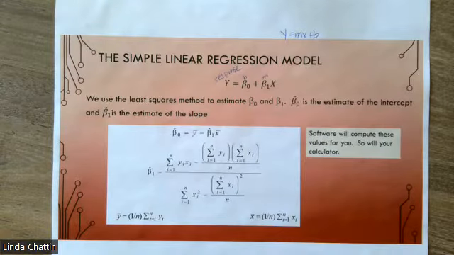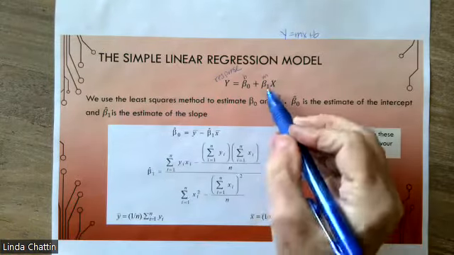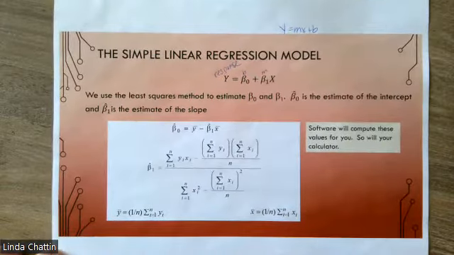We'll be using the least squares method, which you probably have heard of or maybe even done in the past, to estimate these values of beta naught and beta 1, just like we use x bar to estimate mu, and just like we use s to estimate sigma. Now we're going to be using beta naught hat to estimate beta naught and beta 1 hat to estimate beta 1. These are the equations that you'll be using to compute these values.